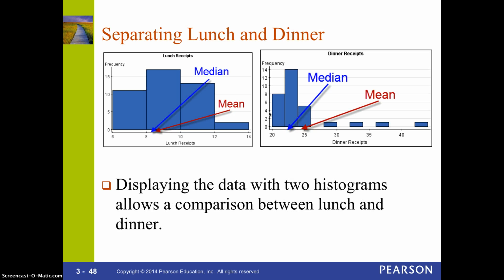Now you notice the lunch receipts, the graph on the left, is fairly symmetric, or a mound-shaped distribution. But my dinner receipts is definitely skewed to the right because I have several people who spent quite a bit on their dinner. So I have these outliers up on the right side, on the high end. Now, for the lunch receipts, it looks like I could use either the median or the mean, and I'd get about the same answer. But for the dinner receipts, I definitely want to use the median as a typical value, or the center of this distribution, because the mean is up too high and I don't have as many up at that end. It's not really a typical value.